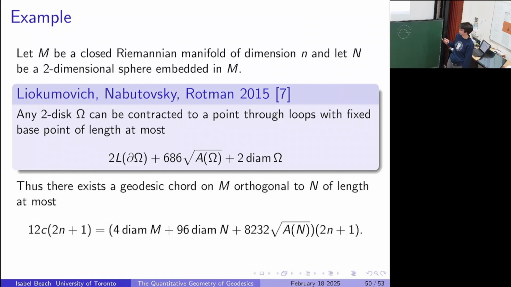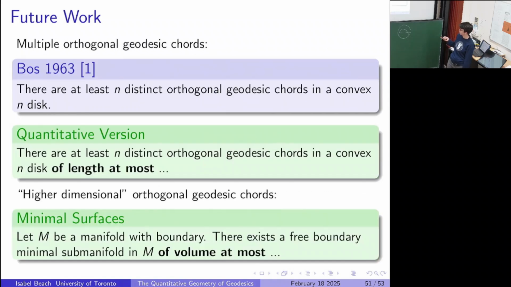Of course, there's many other places you can apply this theorem, but this is just one to show how you can do it. And then, of course, one of the dissatisfactory things about this theorem is that it proves the existence of one orthogonal chord. So a way that we can maybe continue this work would be to try to prove the existence of multiple. Obviously, that's not going to be true necessarily in general, but for instance, you could try to prove a quantitative version of Bott's theorem so that there's n distinct chords in an n-disk of bounded length.